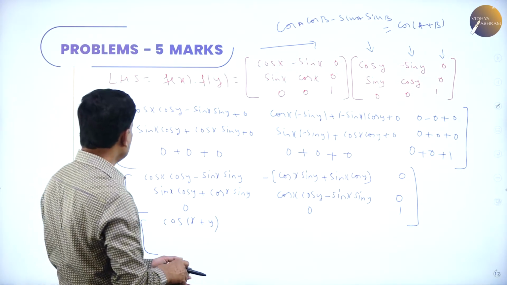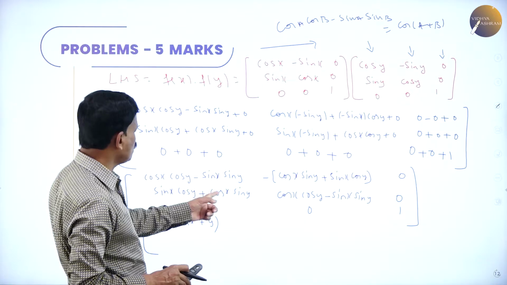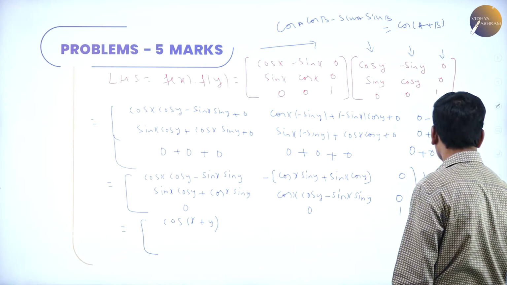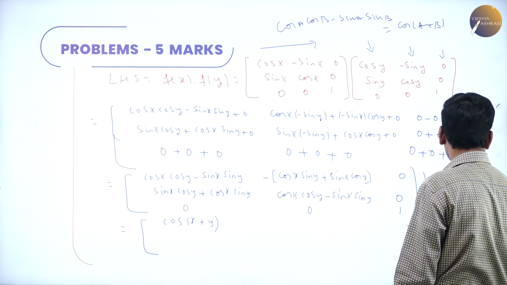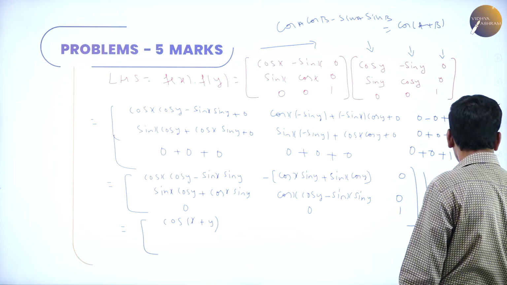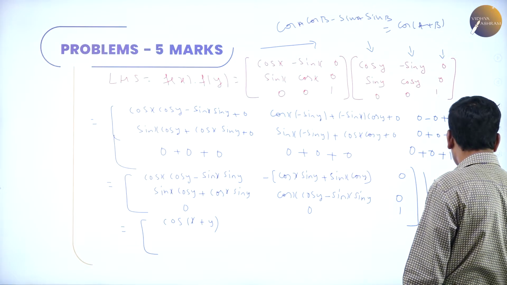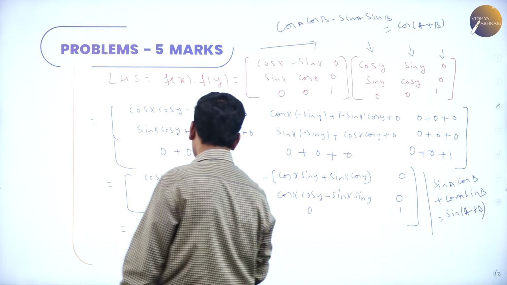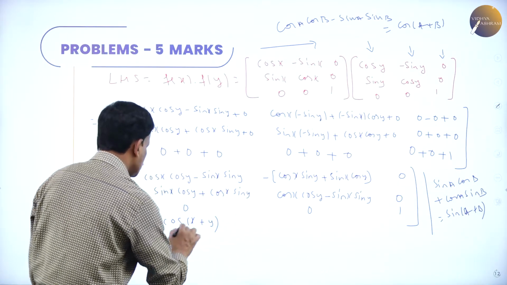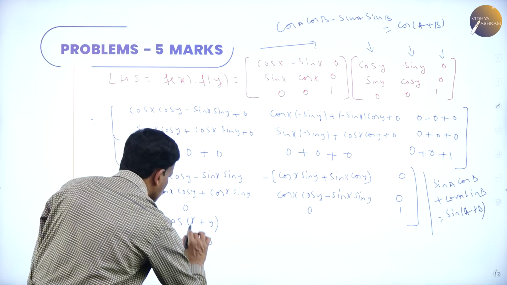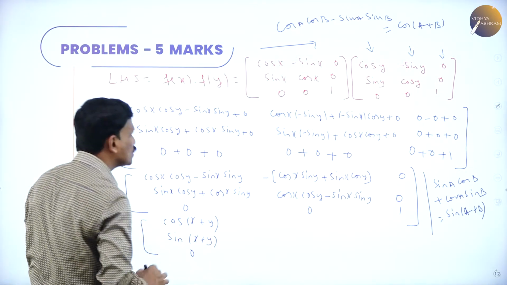And similarly, this is sin A cos B plus cos A sin B. Sin A cos B plus cos A sin B is nothing but sin(A+B). Instead of A and B, it is x plus y, so sin(x+y). This is 0 as it is.